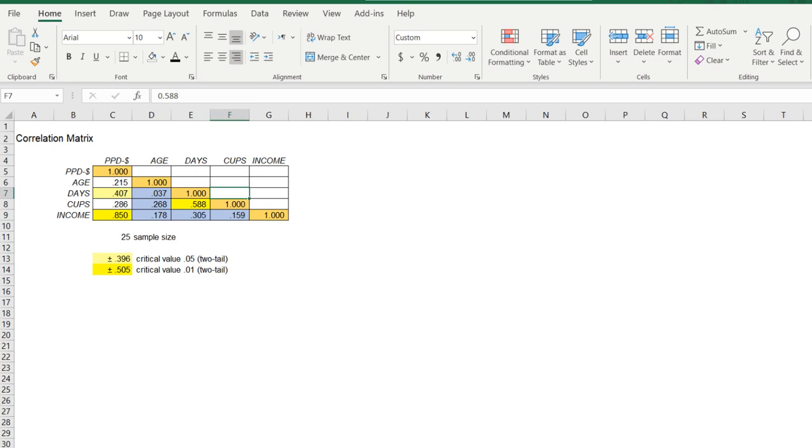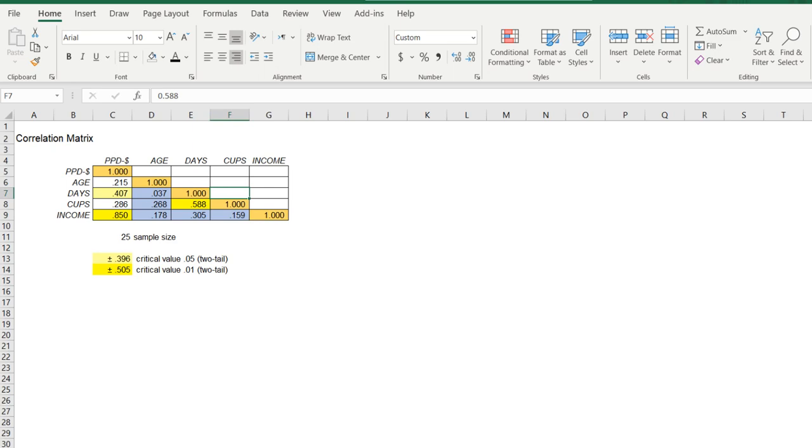Now here is testing a hypothesis, that there is a correlation between, let's say, income and prepaid. So you can ignore those. But that's what the correlation matrix is.